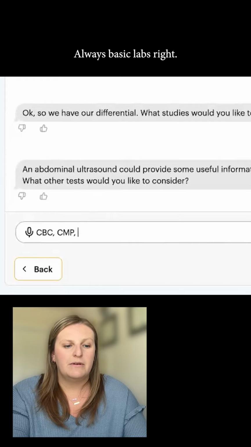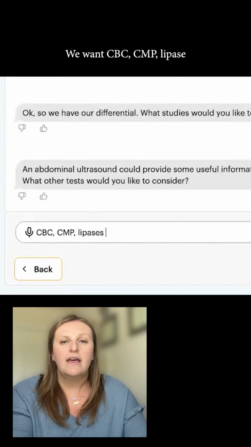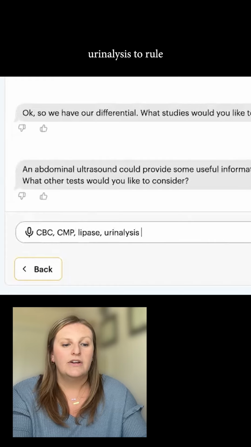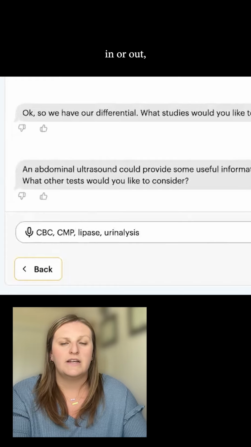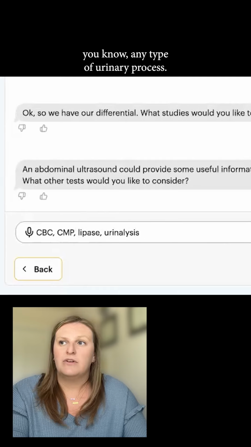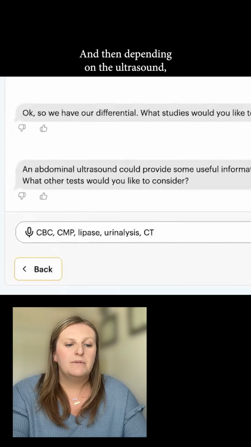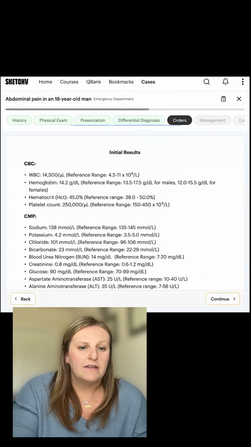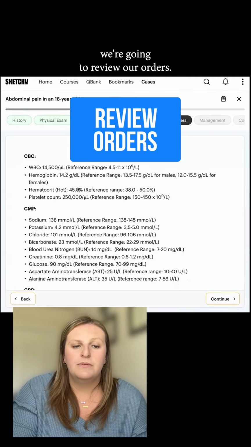Always basic labs, right? We want a CBC, CMP, lipase to rule in or out pancreatitis, and urinalysis to rule in or out any type of urinary process. And then, depending on the ultrasound, we can also do a CT of the abdomen. So the next part is we're going to review our orders.